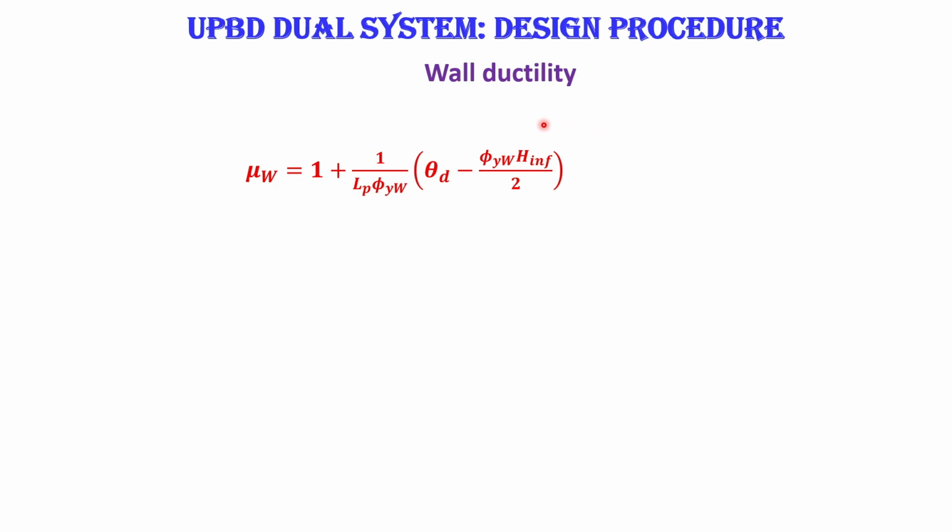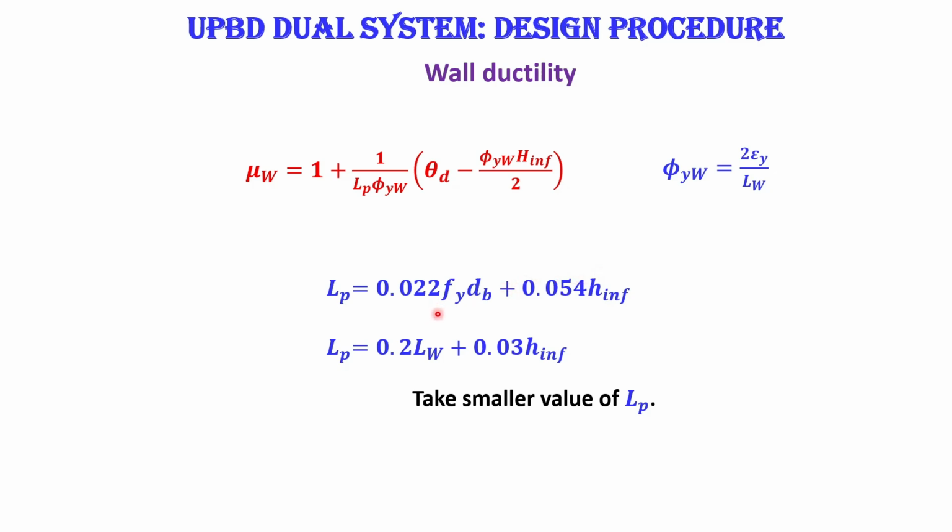In the previous slide we found the frame ductility. The wall ductility is given by this expression: mu w = 1 + (1/LP) phi YW theta D phi YW HI N F by 2. Here the only new term is LP. LP is the length of plastic hinge. Phi YW, the yield curvature, we have already seen: twice epsilon y by LW.